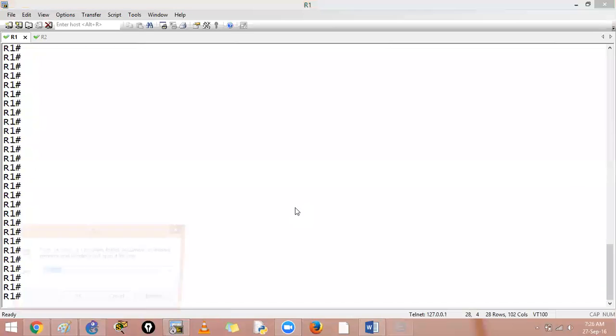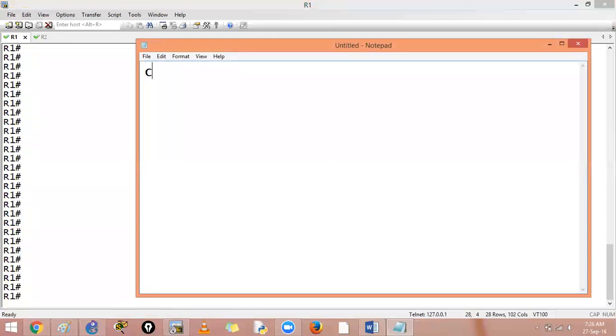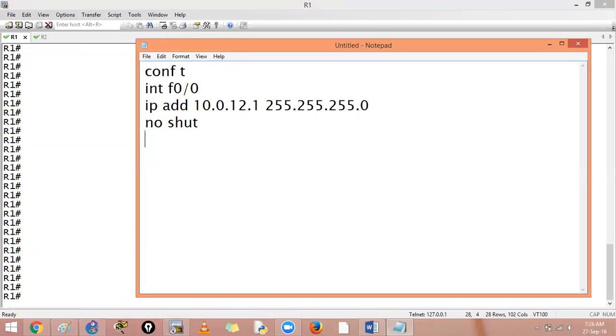So we have two routers over here. And what should be the configuration? Configure terminal, interface FastEthernet 0/0, IP address 10.0.12.1 255.255.255.0, no shut. And how will you start the protocol? You can say router EIGRP 1.